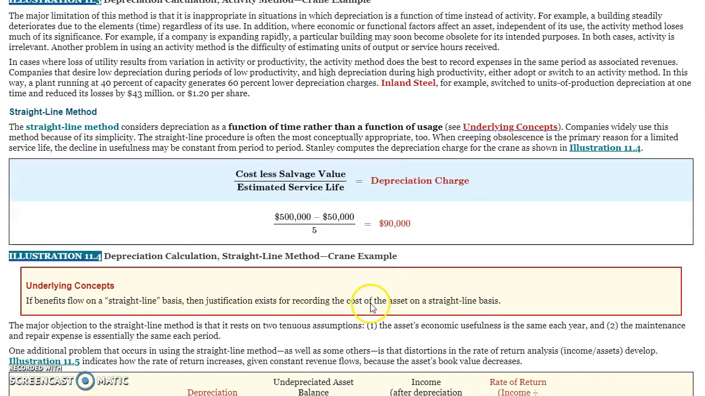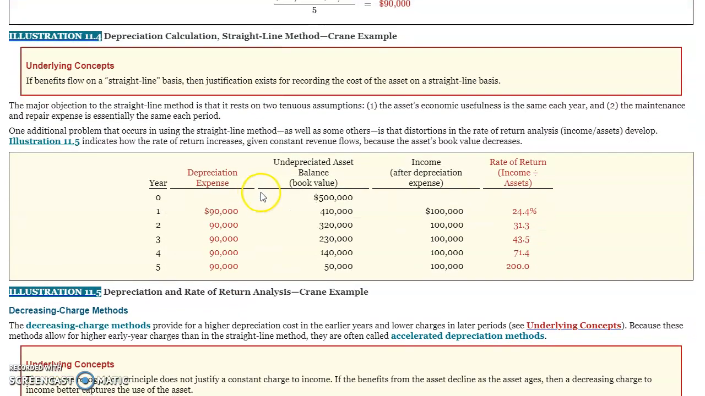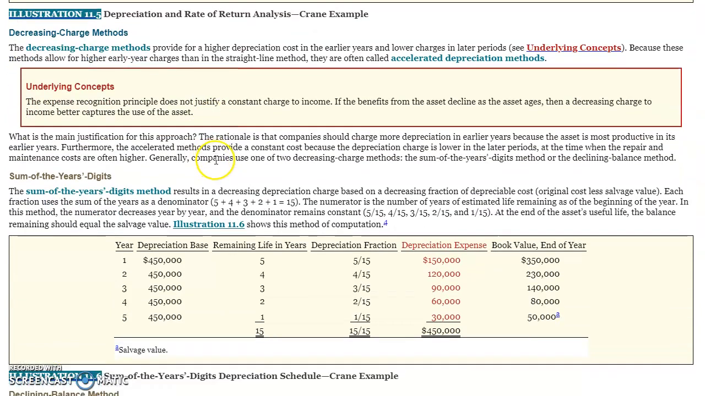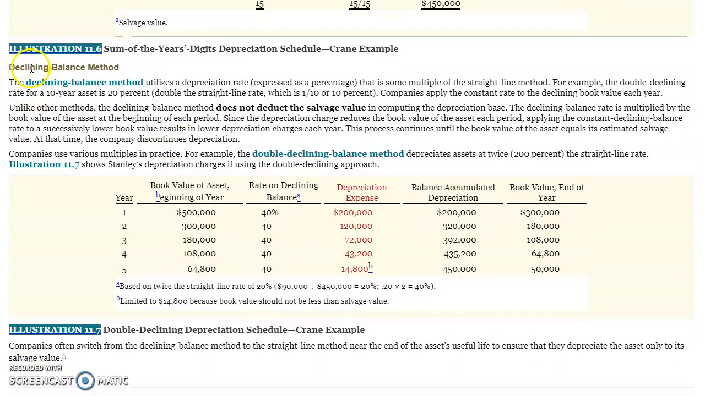Another method that we go over is the straight line method. This is probably the most basic. It's very simple. It's equal depreciation each and every year, right? The next one that we have is, let me see, did I skip it? Straight line, straight line. Yeah, I'm going to move to this one next.